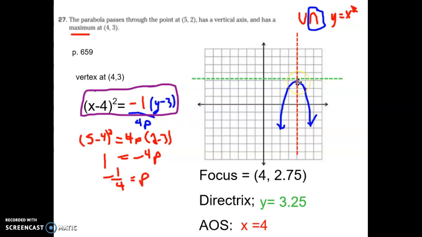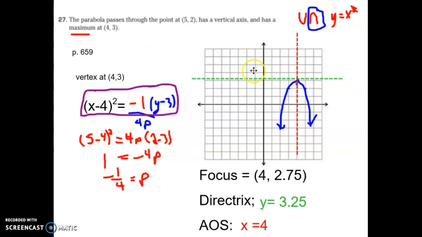The directrix is the same distance, but the other way, going up. And it is a line. So going up from 3, I add 1/4, or 0.25, and that puts me at 3.25. And remember, that's a line. So this line right here is y equals 3.25.